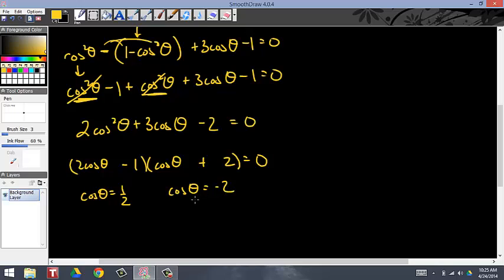I feel like we've done this problem before. Anyway, what's the obvious ice cream in the freezer answer here? Teacher Joseph. 1/2. Okay, that's fine. I'll take 1/2 as the obvious answer. What's the other one? Minus 2, because this is undefined.